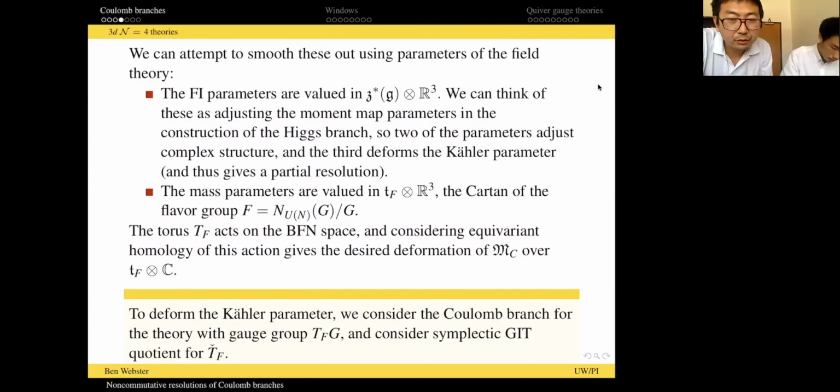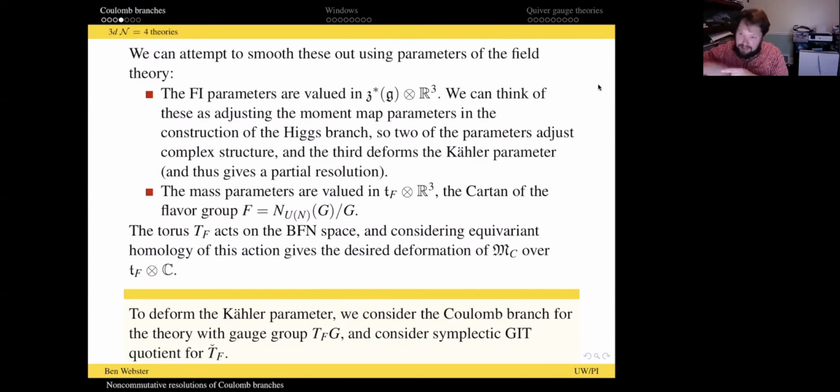You mean the dual flavor group? Dual flavor torus acts on the Higgs branch, or? No, if you just have this gauge theory, the normalizer of G acts on N, and so it acts on T star of N, and that action descends to the quotient. So the flavor group acts on the Higgs branch. And so when you deform the mass parameters, you end up with the fixed points of the corresponding C star in that flavor torus on the Higgs branch.